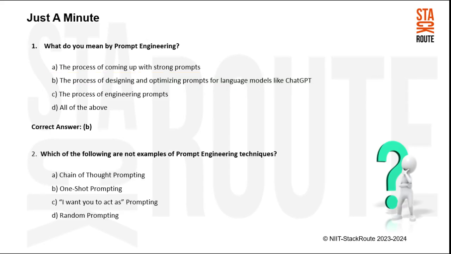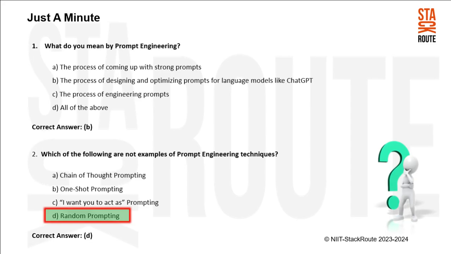Second question is, which of the following are not examples of prompt engineering techniques? You can go through the options and try answering it. And the correct answer is option D, random prompting. All the others are types of prompt engineering techniques.